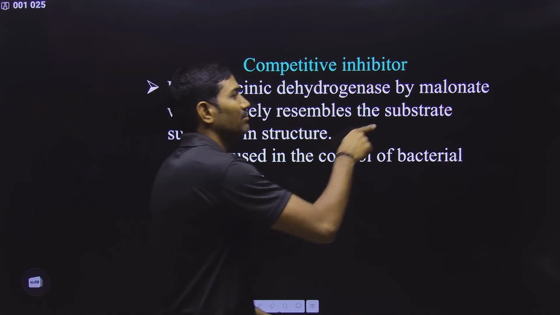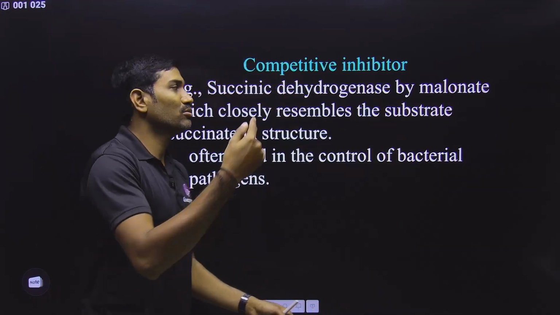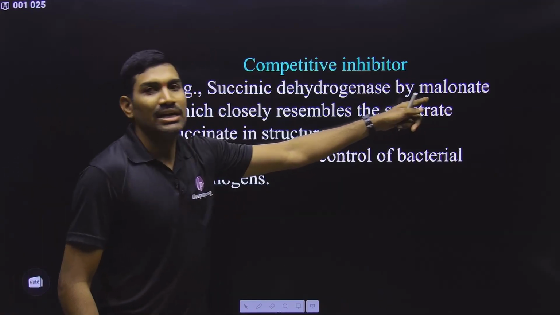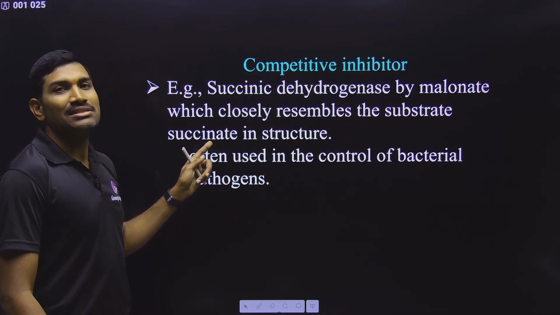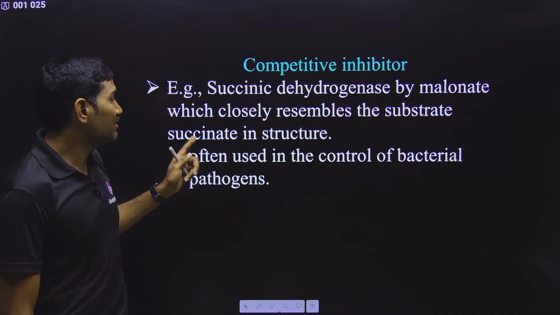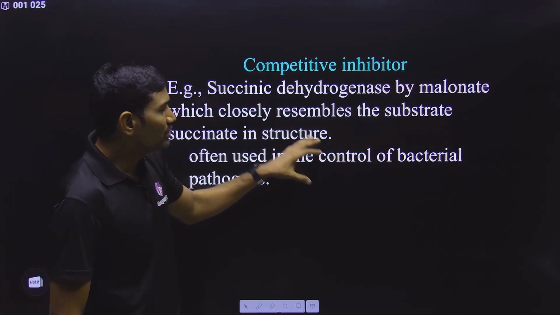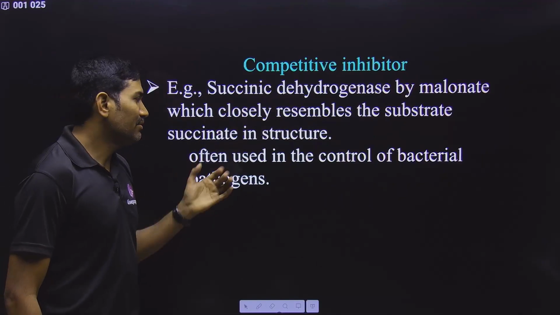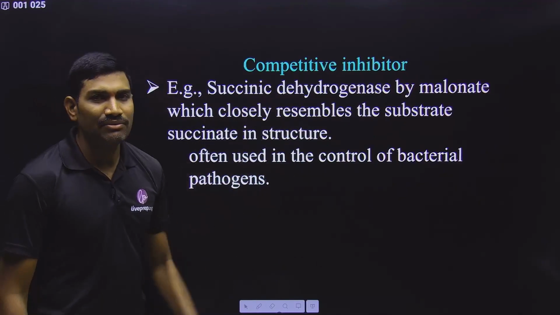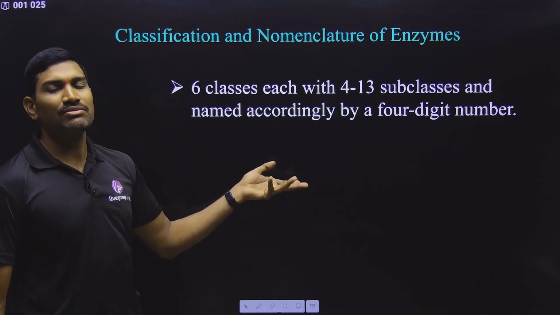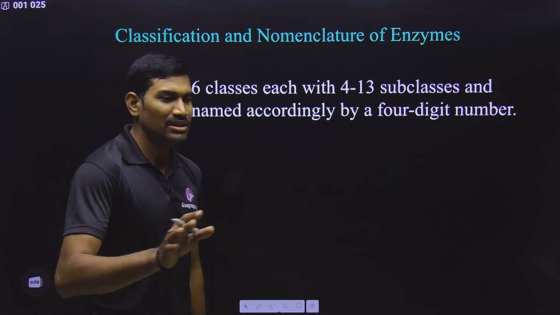But here who is coming? Malonate is also trying to bind with succinate dehydrogenase. Why is malonate binding here? Because malonate has structural similarity or resemblance with succinic acid. This is what they are talking about here. So in this way it is acting as a competitive inhibitor. Generally these competitive inhibitors are used in controlling bacterial pathogens. That means we can use them as antibiotics. That's what the meaning is.